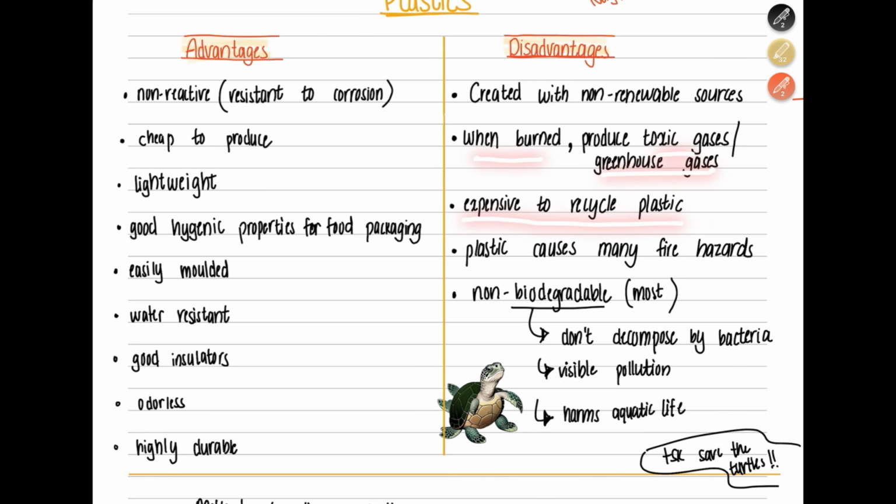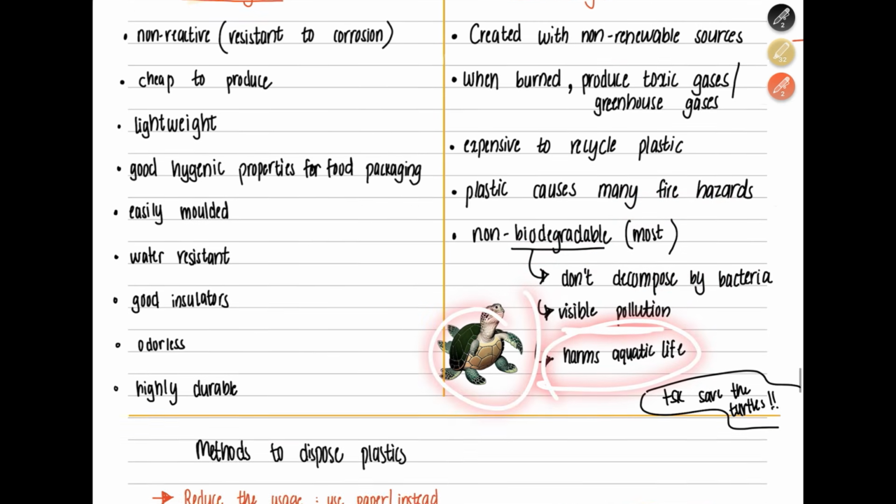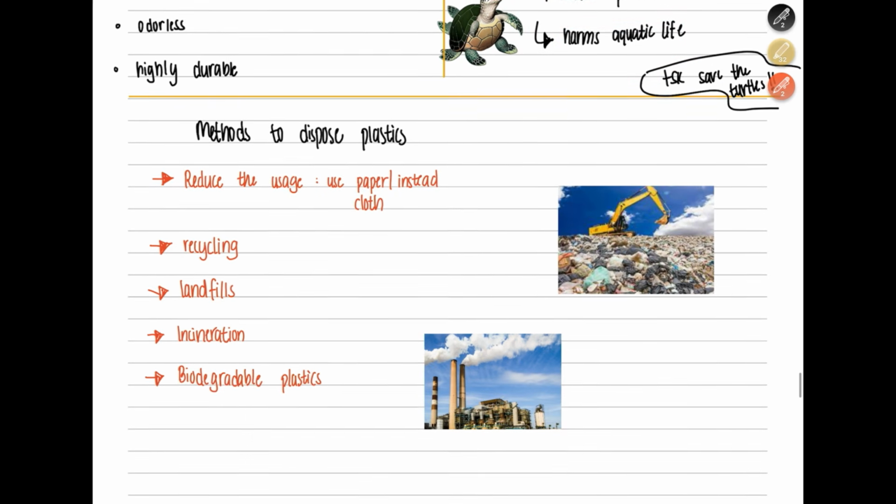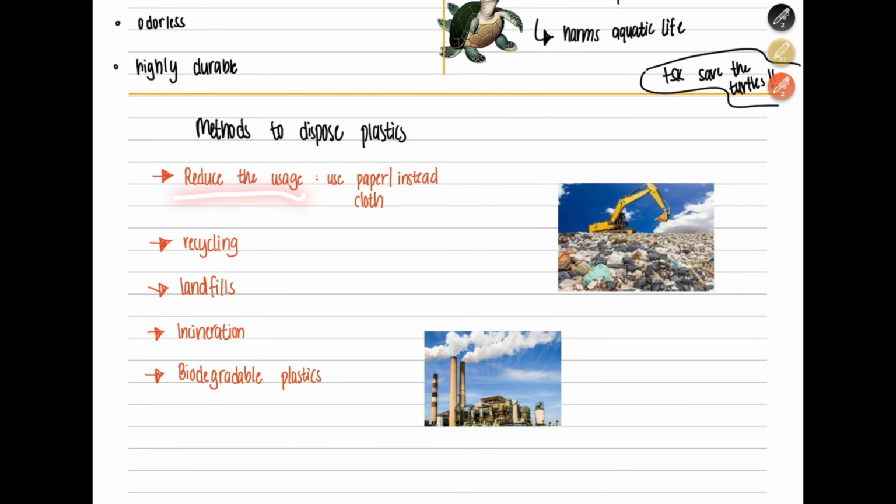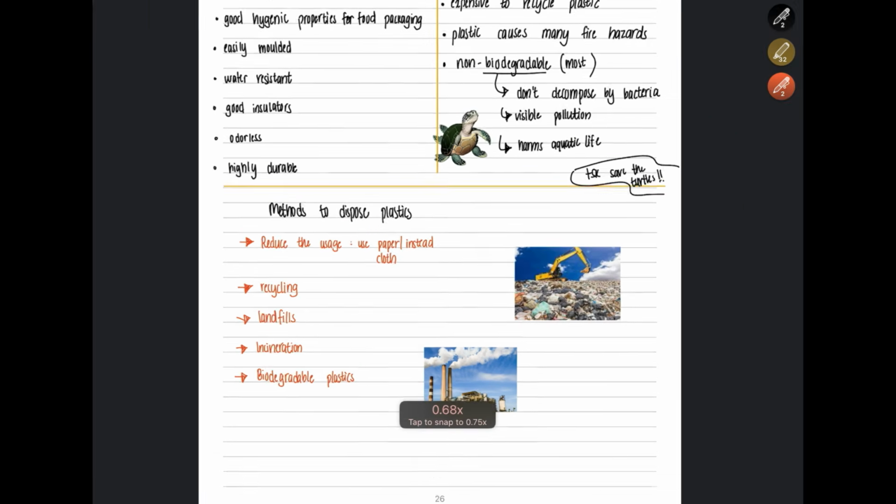It's really expensive to recycle plastic. It can cause fire hazards. It can burn. It's non-biodegradable. It does not decompose by bacteria. It causes visible pollution, and it harms aquatic life. To dispose plastic, you can first reduce usage. Don't use so much. Use paper or cloth. Recycle, and then you have few more which is mentioned here.